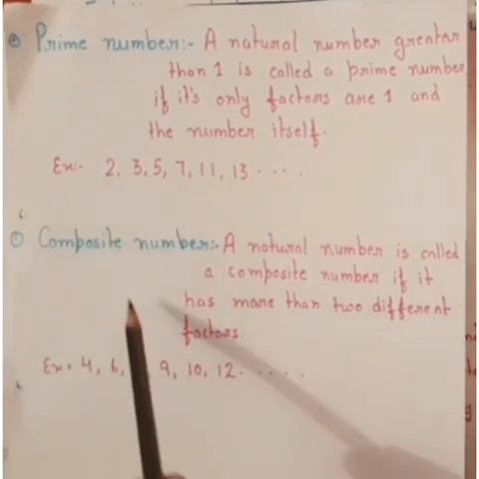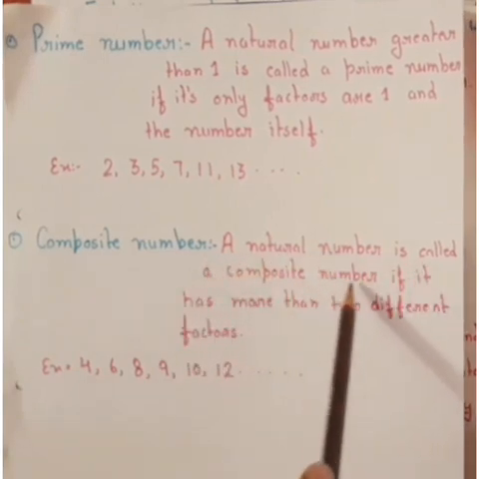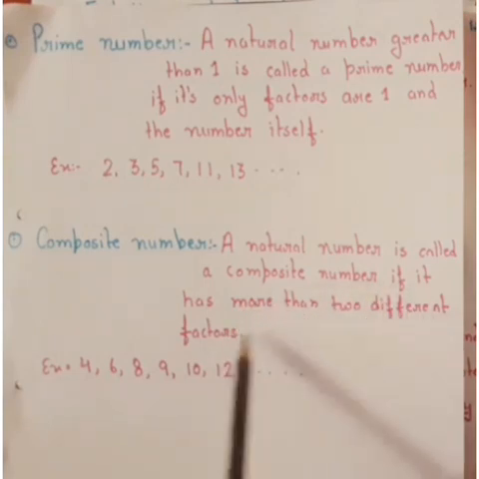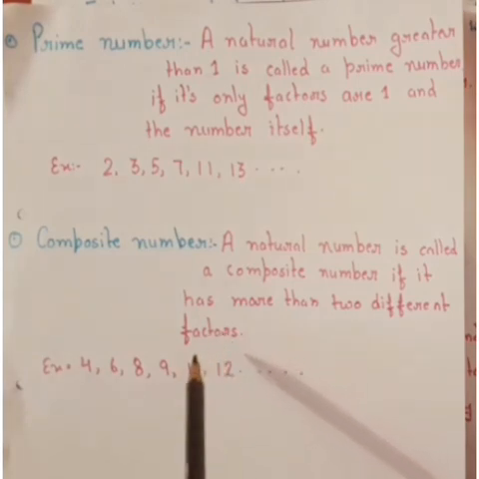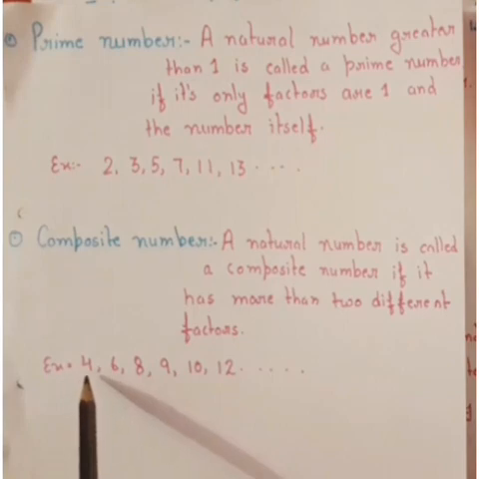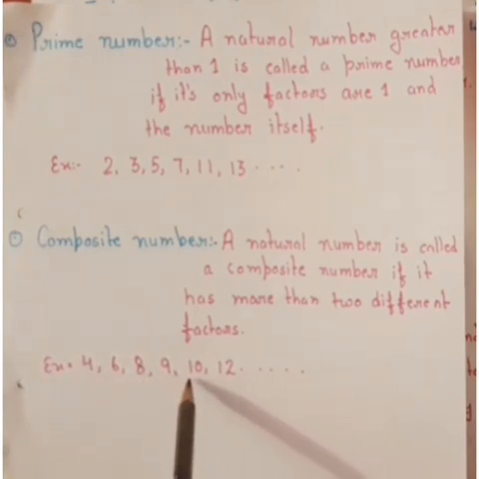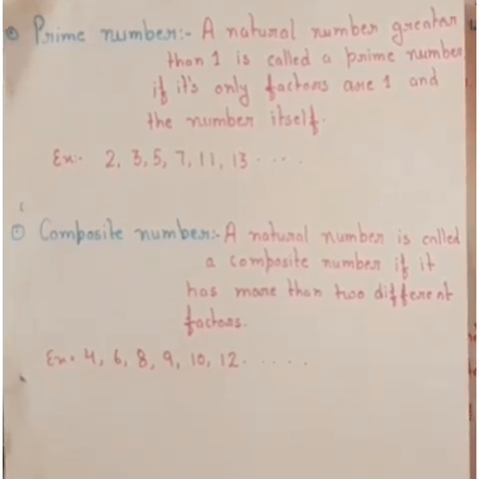Okay. Next is your composite number. A natural number is called a composite number if it has more than two different factors. So if a number is having more than two different factors, then the number is called your composite number. So for example 4, 6, 8, 9, 10, 12 and so on. These all are your composite numbers.